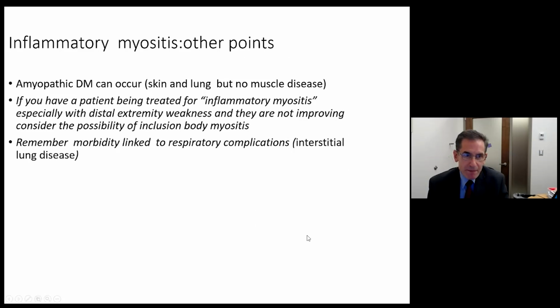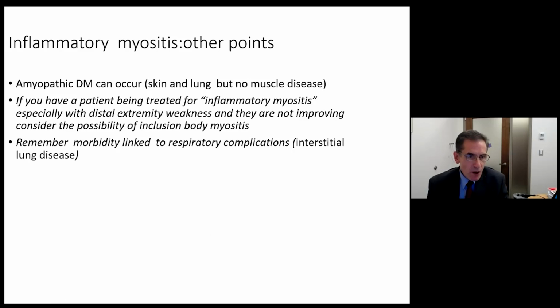It's important to remember, though, that there are some patients who have inflammatory myositis where they are amyopathic, or the main manifestations are in the skin or in other organs like the lung, but they don't have active muscle disease or very minimally detectable muscle disease.